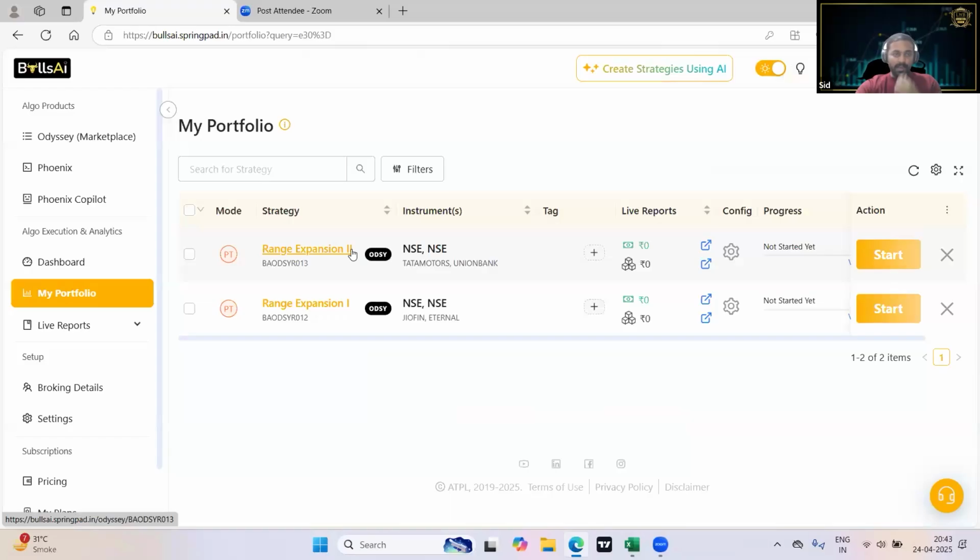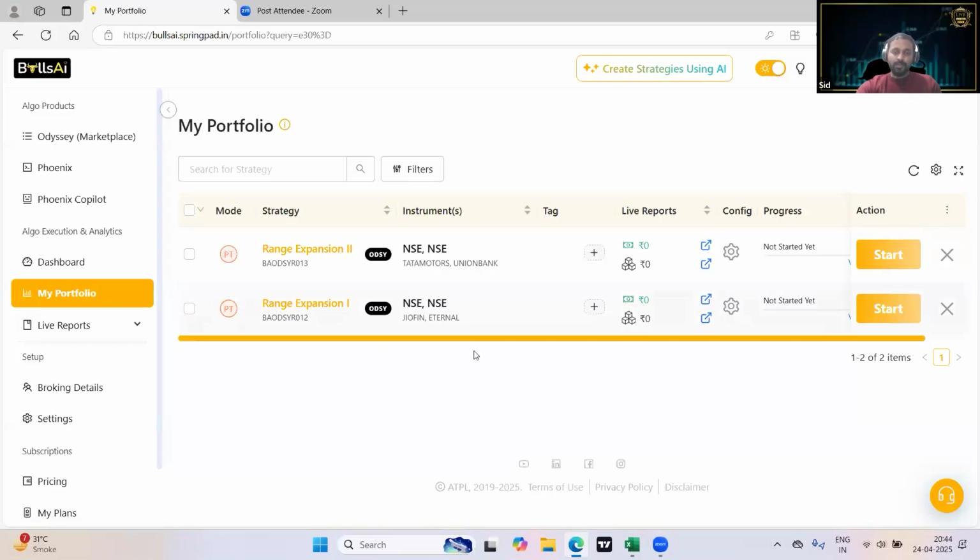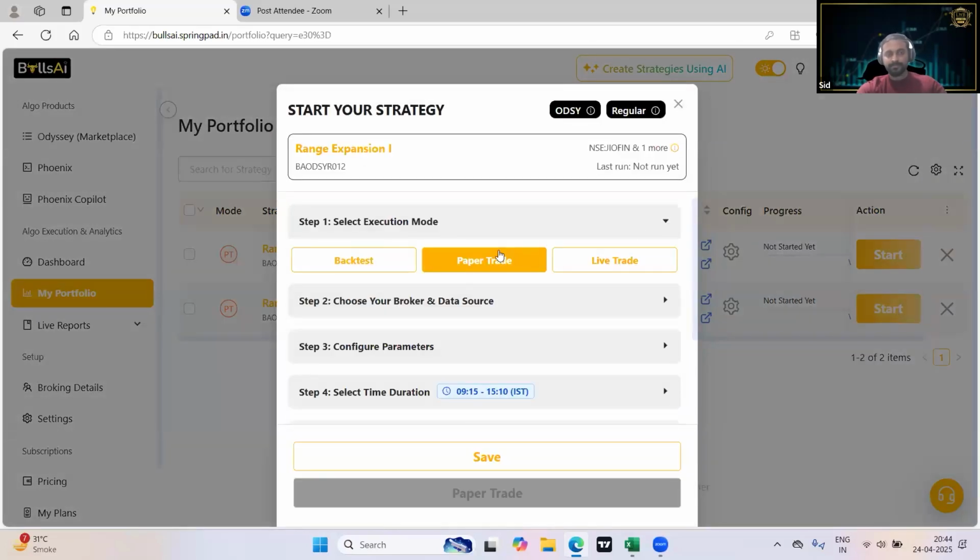As you might be aware already, before you run any strategy, you have to go on the broking detail, type in your OTP and revalidate your broking details. That action you have to do every single day before you trigger any kind of strategy. So that is absolutely given. Let's say you want to go ahead and trigger these strategies. Take range expansion 1, the action is start. I just click on start.